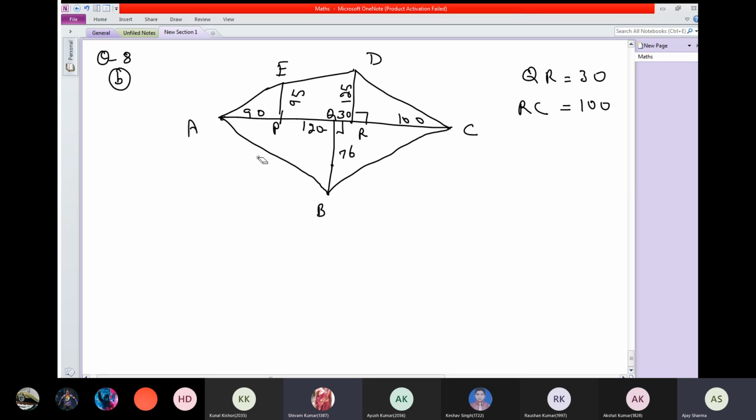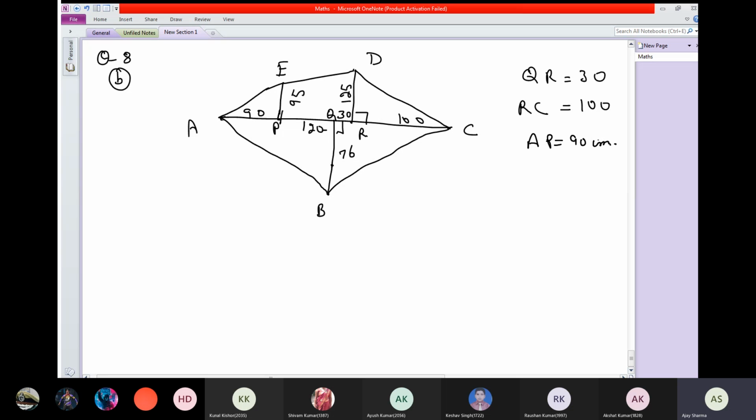Now. Sir, and same again 90. 90 is your AP. AP is your 90. Sir, QR are next to each other. Yes, QR are near, but the difference between them is 30 centimeter. Clear? Now, tell me how we can find the area of this polygon.